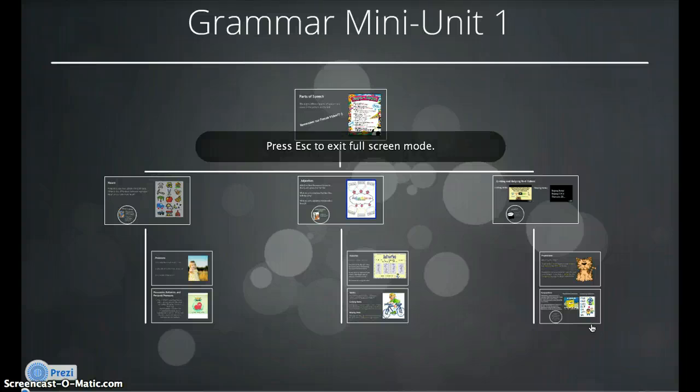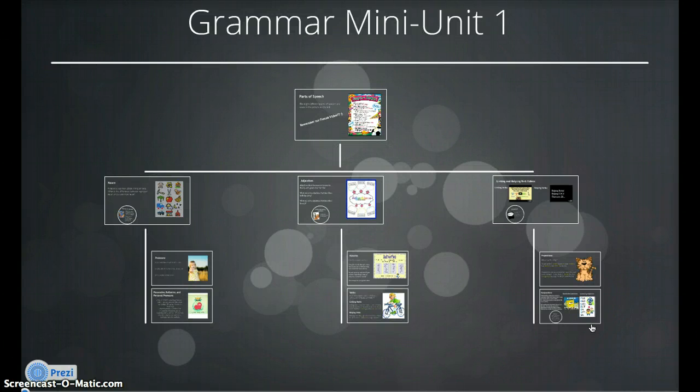This grammar mini unit is going to be on parts of speech. You need your guided notes and a pencil to be ready for the Prezi.